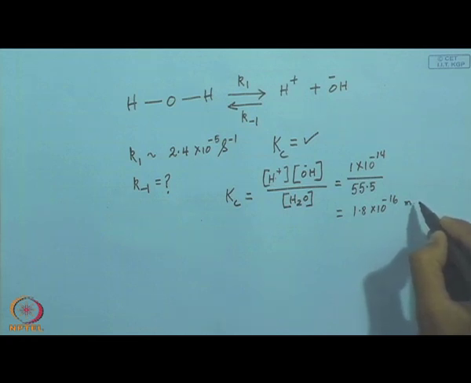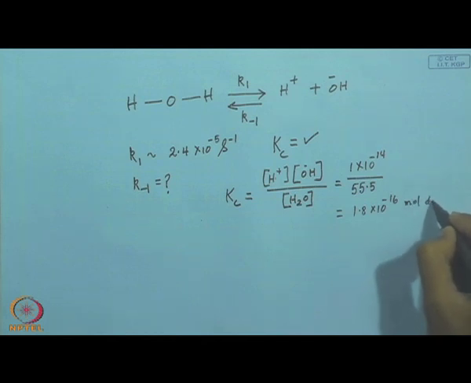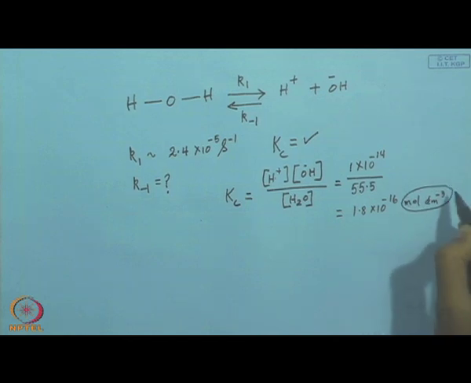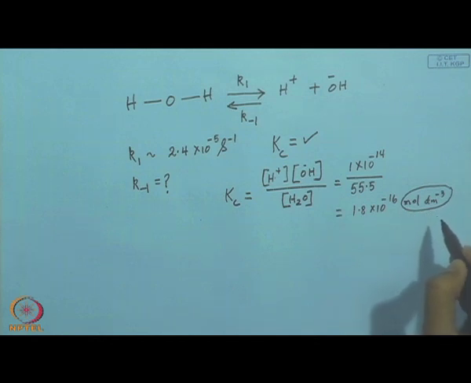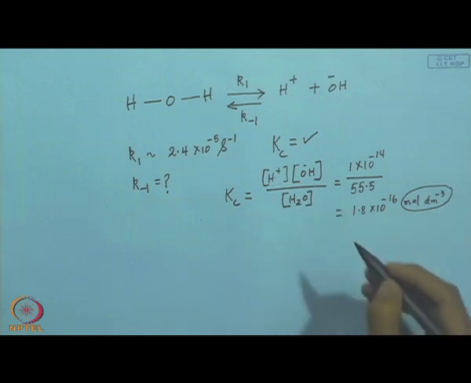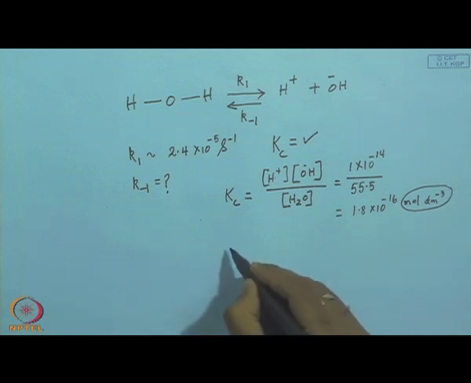Mole per decimeter cube. Basically an equilibrium constant should not have any unit, but it is just to show that it is expressed in mole per decimeter cube, mole dm to the power minus 3. So, it is not the unit of a thermodynamic equilibrium constant, because a thermodynamic equilibrium constant does not have any unit, but this is just to remember that it is mole per decimeter cube.